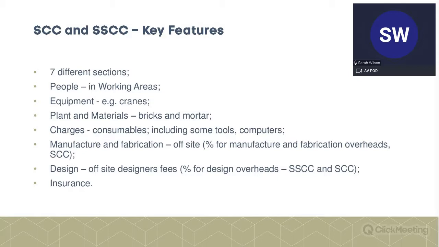The next one is the manufacture and fabrication. This is solely for things that are manufactured off-site. Not going to dwell on that, because I would imagine you don't have with your work a huge amount of that. And then also design, which again covers off-site design. Both of those, the off-site works, are fairly similar, as it says there. There's a percentage allocation for the overheads for those items, but effectively it's done on hourly rates.